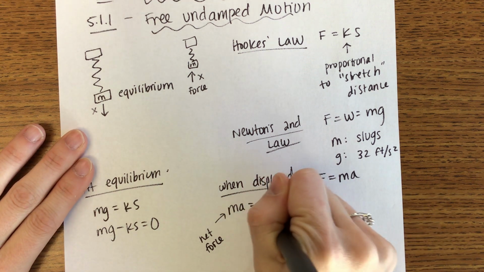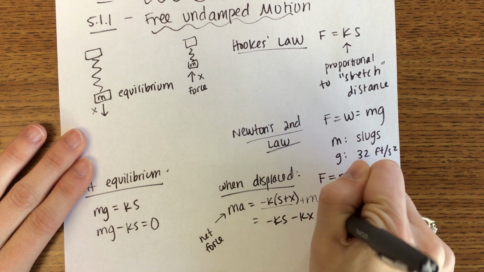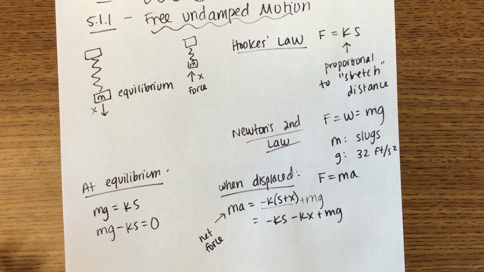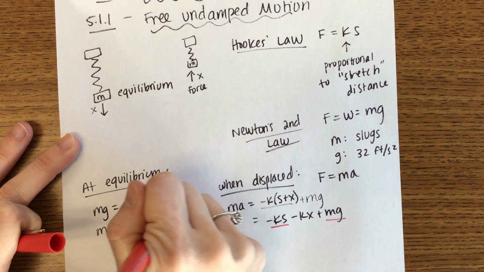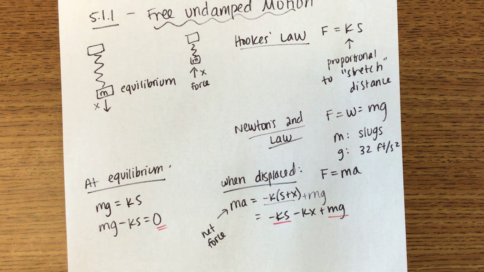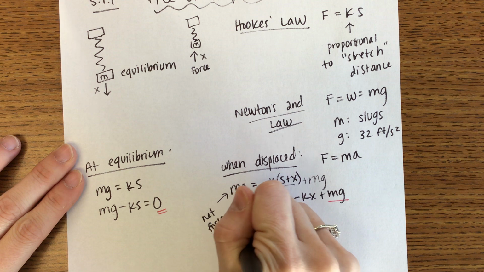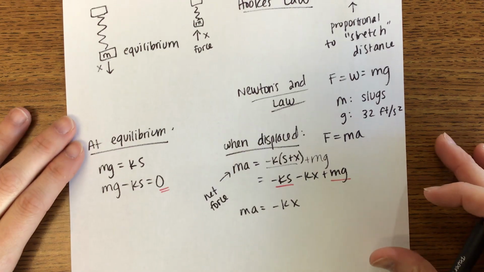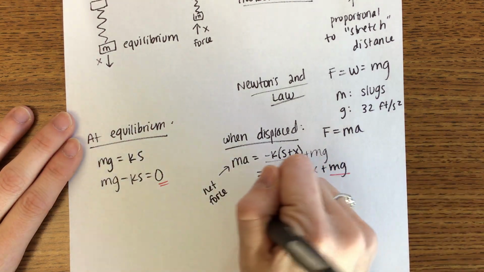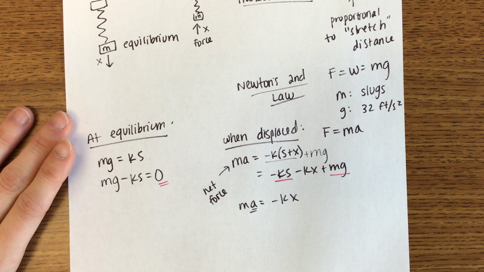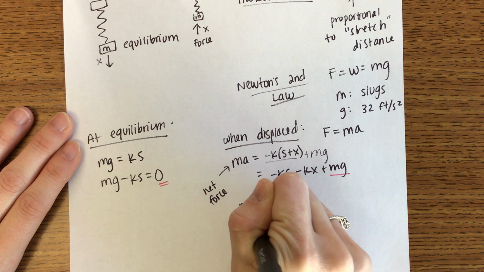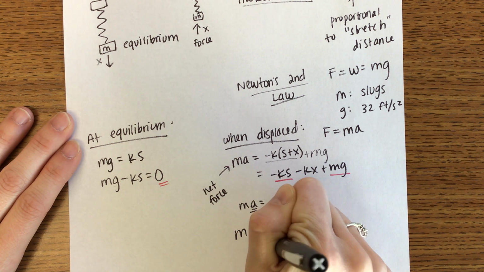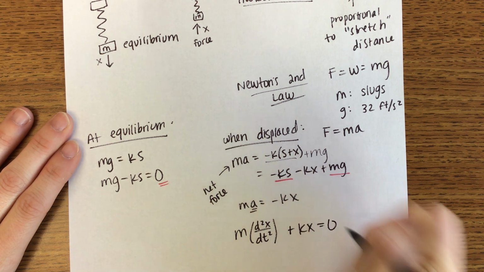Okay, so then on this side we get negative ks minus kx plus mg. Those two we said is equal to 0. So what we get is ma is equal to negative kx. Now, we're in differential equations, so our objective is to write a differential equation and then solve it. We don't have any differentials in here yet, so we need one. Acceleration we're going to write as a derivative. It's the second derivative of position. So we get m, second derivative of position, plus kx is equal to 0.